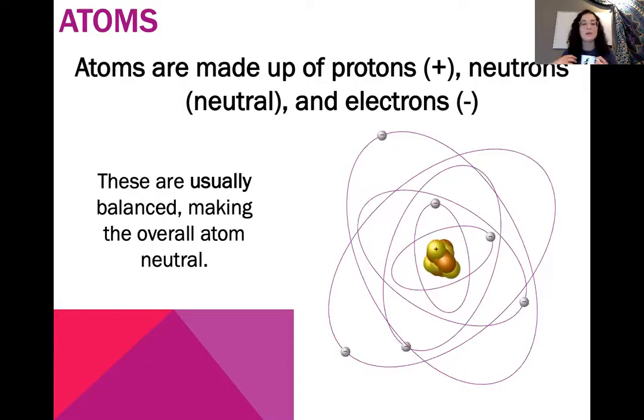So, in order to understand electricity and electrostatic force, we need to talk about atoms. Atoms are made up of protons, neutrons, and electrons. Hopefully you remember from chemistry that protons are positive, neutrons are neutral, and electrons are negative. These 3 pieces together are usually balanced, which makes an overall atom neutral. And as I hope you recall, atoms make up literally everything.